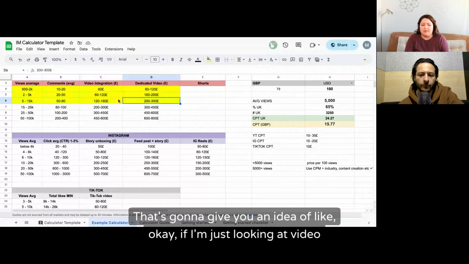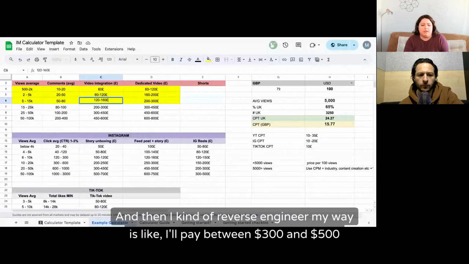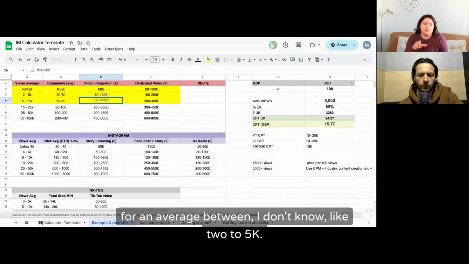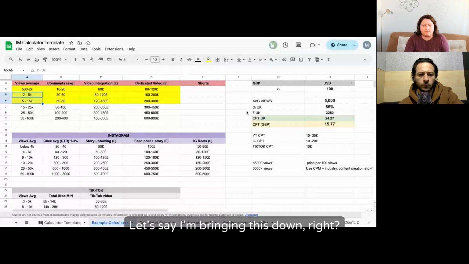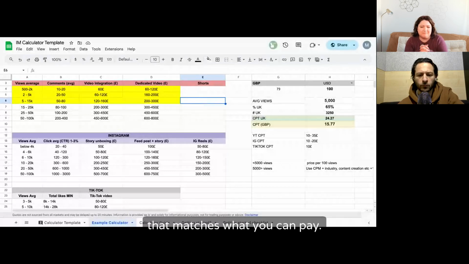That's going to give you an idea of, okay, if I'm just looking at video integrations, I can spend a maximum of $500 per person. Great. So $500 is the maximum. And then I reverse engineer my way: I'll pay between $300 and $500 for an average between, I don't know, 2 to 5K. Let's say I'm bringing this down, right? So it's all about tinkering with it until you get something that matches what you can pay. Does that make sense?